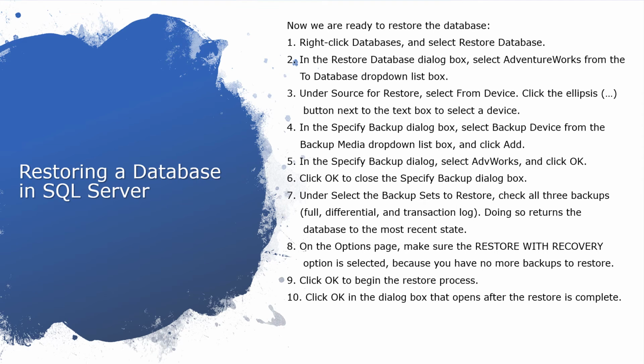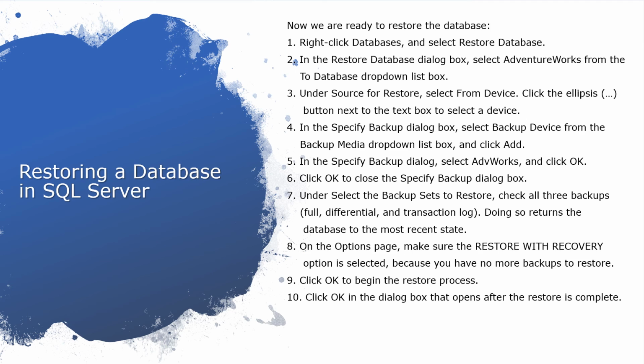In the Restore Database dialog box, select AdventureWorks from the To Database drop-down list box. Under the source for the restore, select From device, and click the ellipsis button next to the text box to select a device. In the Specify Backup dialog box, select Backup Device from the Backup Media drop-down list box and click Add. In the Select Backup Device dialog, select AdventureWorks and click OK. Click OK to close the Specify Backup dialog box.